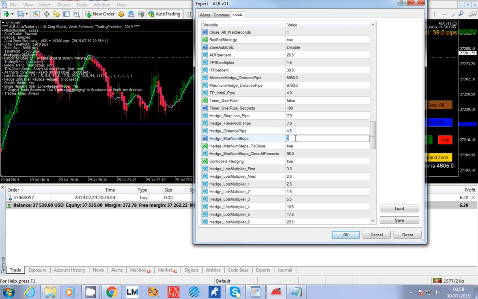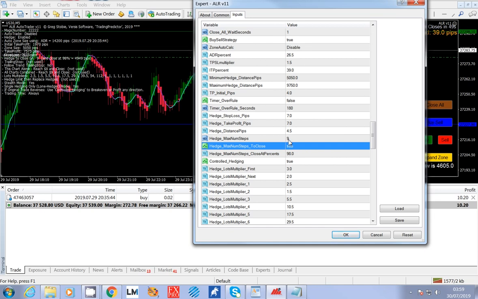But I've got 9 here because, as I mentioned a minute ago, you include the first trade, the initial trade, which isn't a hedge. So that makes 9. Okay, you set this to true, max num steps to close. So when it reaches this number, it closes the trade for you.